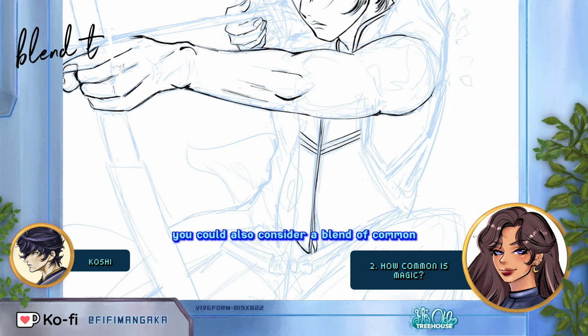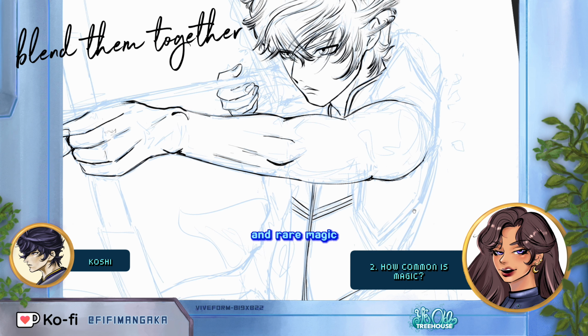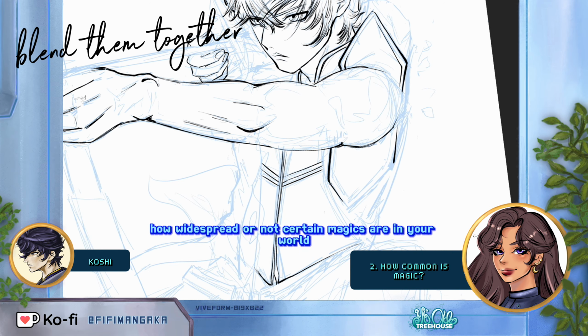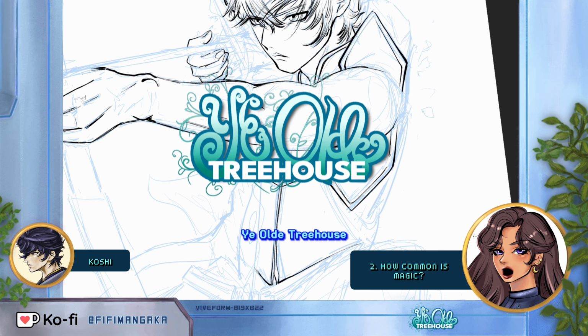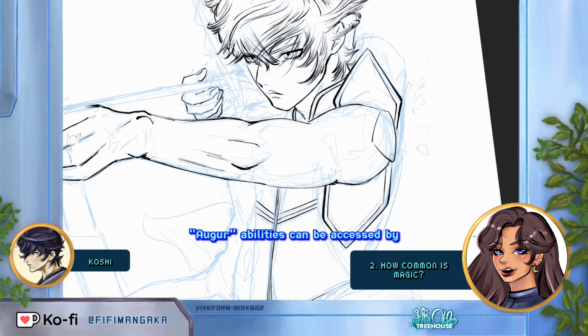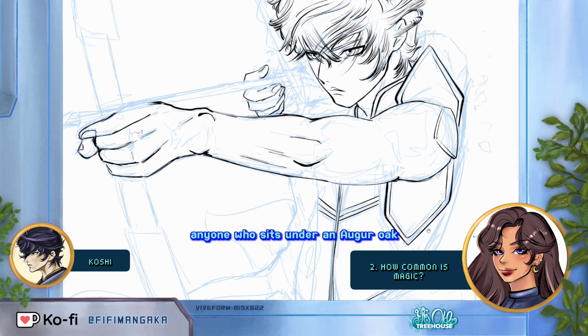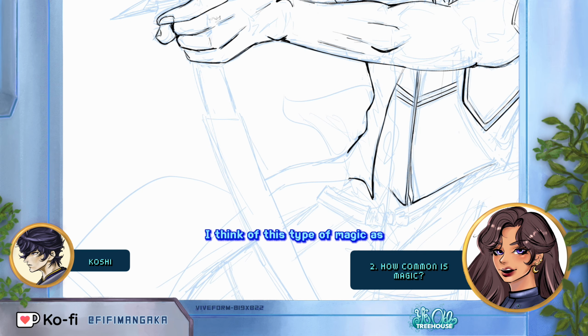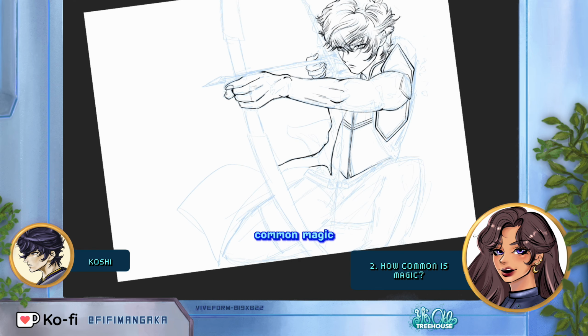You could also consider a blend of common and rare magic, where some forms of magic are abundant, while others are more specialized and elusive. I personally like this approach because it allows you to keep up the stakes depending on how widespread or not certain magics are in your world. In my manga, Ye Olde Treehouse, augur abilities can be accessed by anyone who sits under an augur oak, though there's no guarantee that the magic that you get will be favorable to you. I think of this type of magic as common magic.